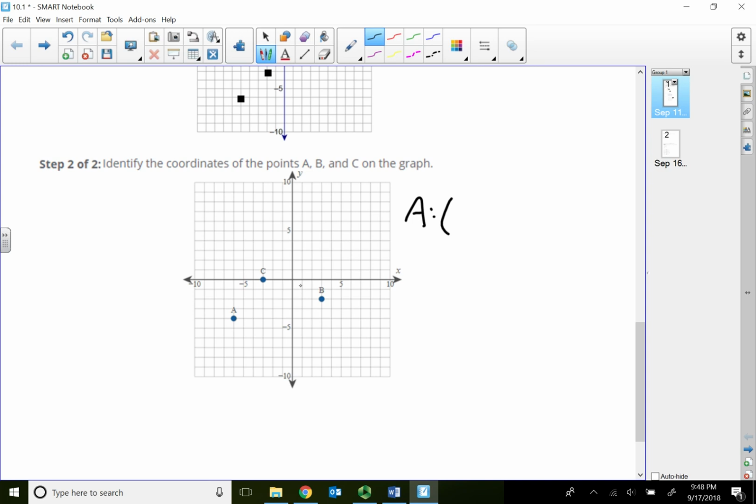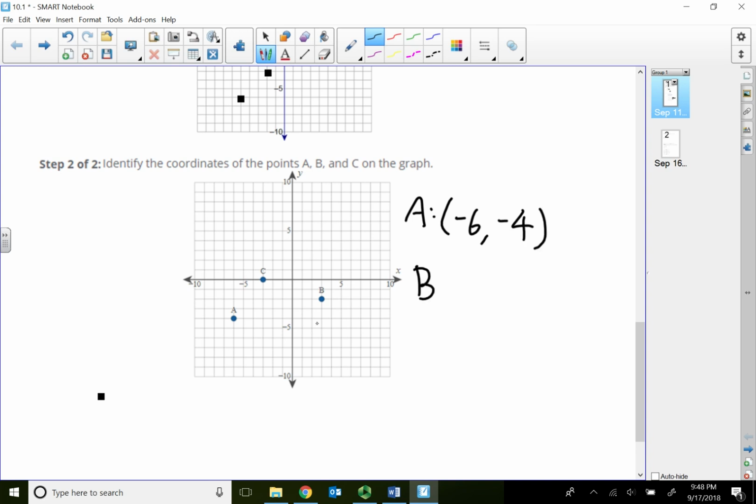To go to point A, I got to go to the left. Let me put a dot right here. Let me put my point back. I got to go to the left to go to point A: 1, 2, 3, 4, 5, 6 to the left, and then 1, 2, 3, 4, I got to go down 4. So left 6 and then down 4. So the y value got to be -4.